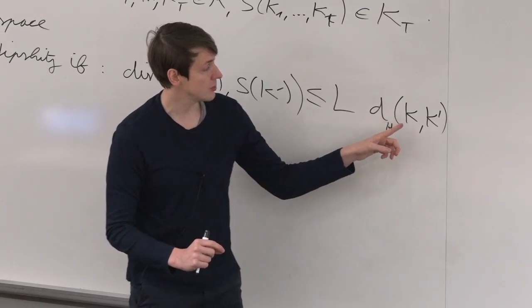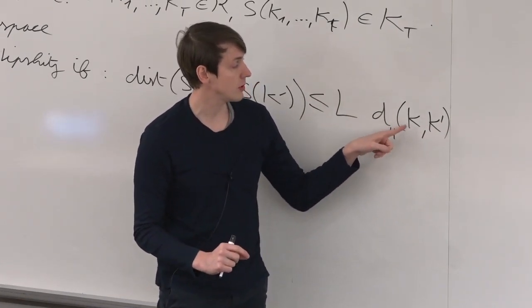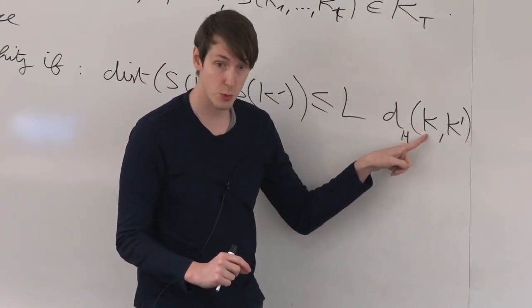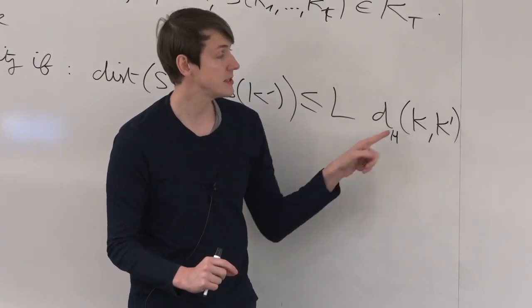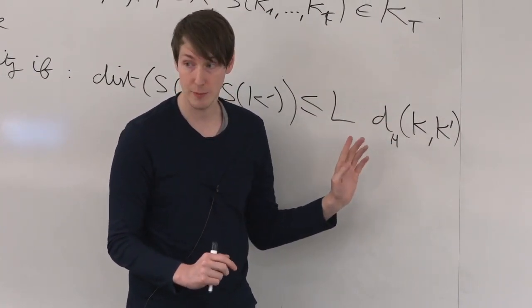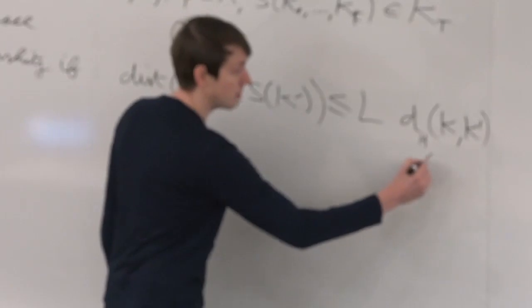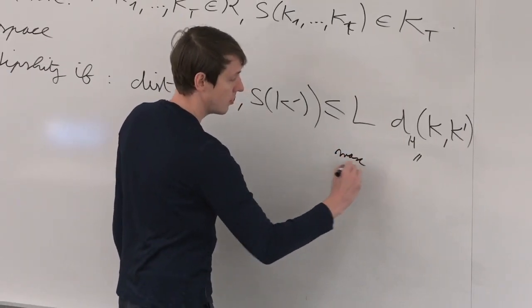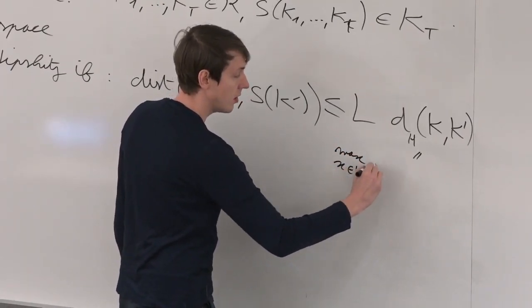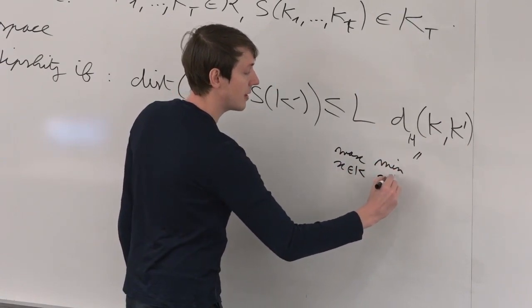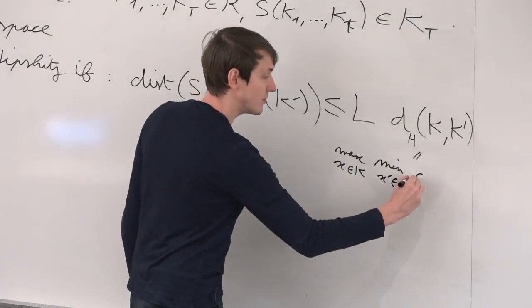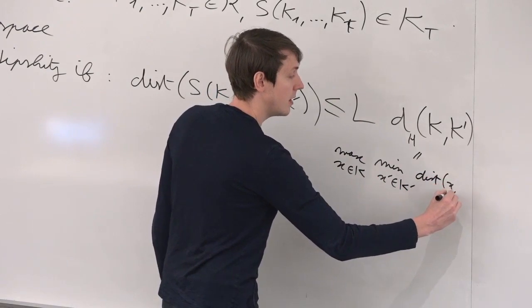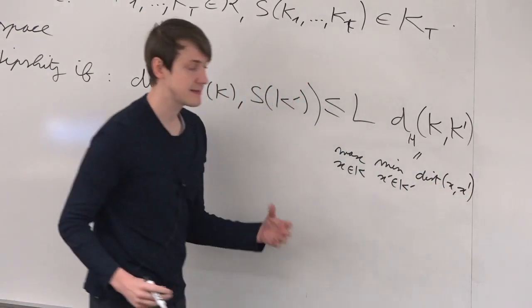Now, what I'm going to do is that in the Hausdorff distance, I'm going to look at the worst starting point. So from the worst starting point in K, how much distance do I need to travel to satisfy K prime? Okay, so this is equal to the maximum over x in K of the minimum over x prime in K prime of the distance between x and x prime.